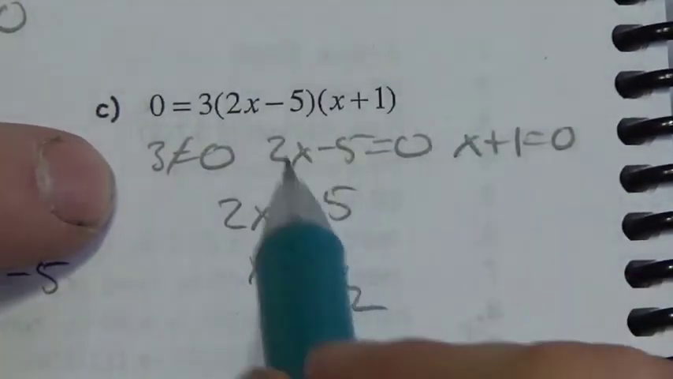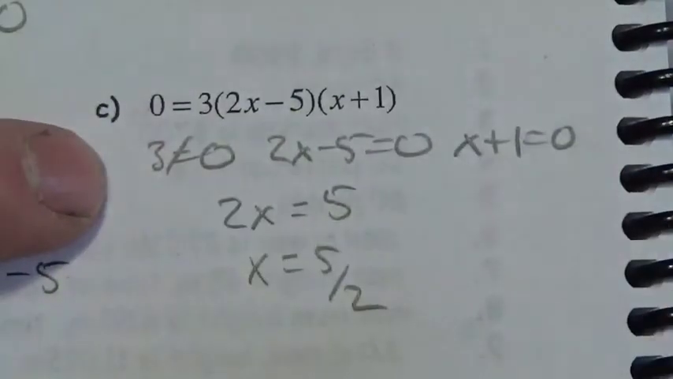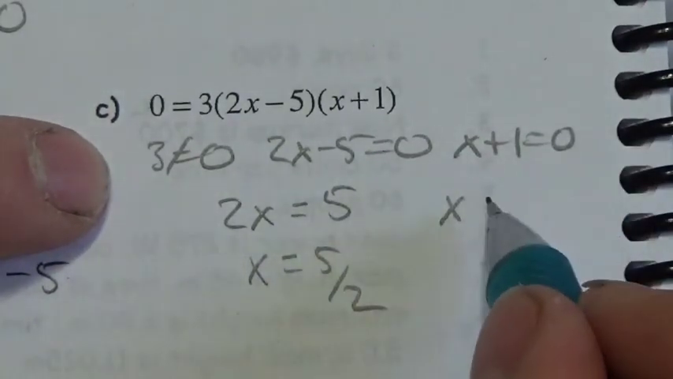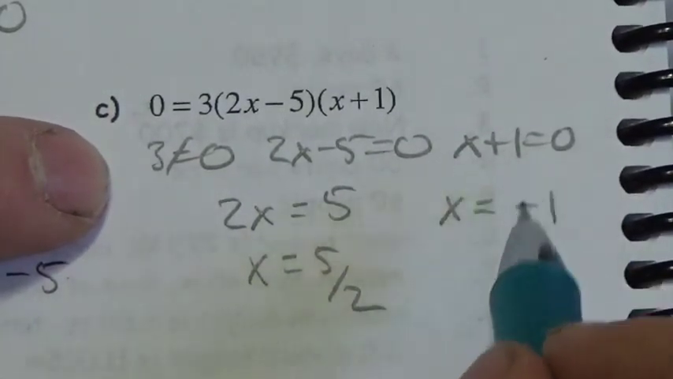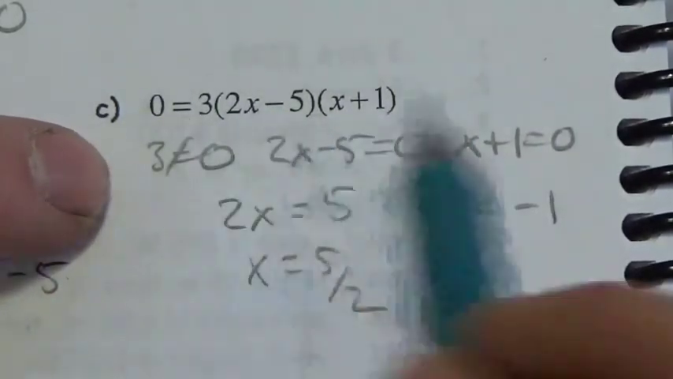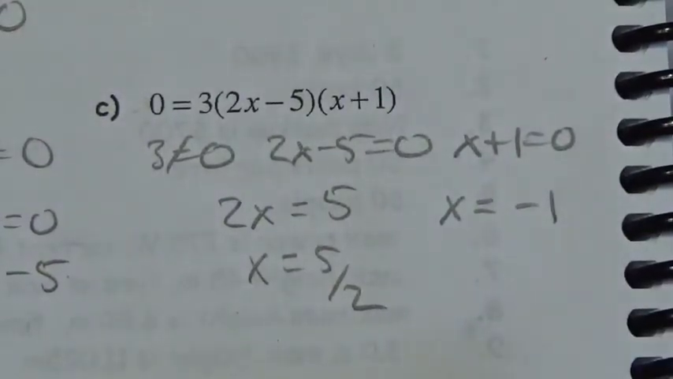So 5 halves makes this expression go to 0, which makes the product go to 0. That would be a solution. Or x plus 1 is equal to 0, which means x is going to equal negative 1. Negative 1 makes this factor equal to 0, and that means the whole product is equal to 0. That's a solution. So my two roots there are 5 halves and negative 1.